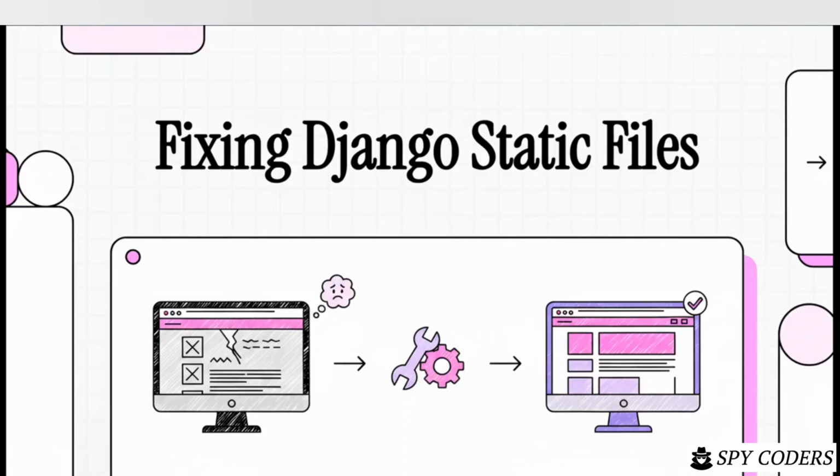If you're getting started with Django, I bet you've hit this wall. You build this awesome site, you run the server, and it looks completely broken. The styling's gone, the images aren't there, and it just feels like all your hard work vanished. Don't worry, today we're going to fix that for good.